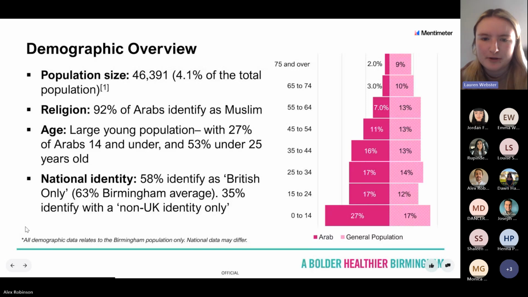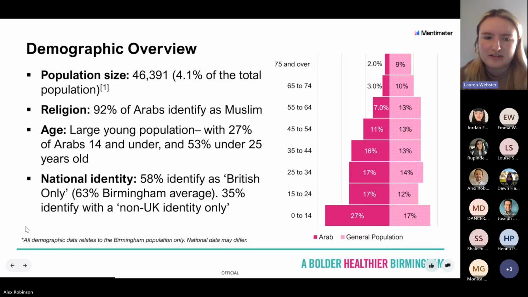For the Arab community in Birmingham, 92% of Arabs identify as Muslim, and they have a largely young population, with 27% of Arabs aged 14 and under, and 53% under 25 years old. And as you can see on the right-hand side is an age breakdown of the Arab community against the general population. So you can see it's heavily skewed towards the younger ages.